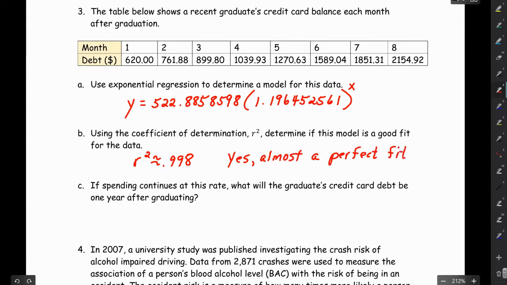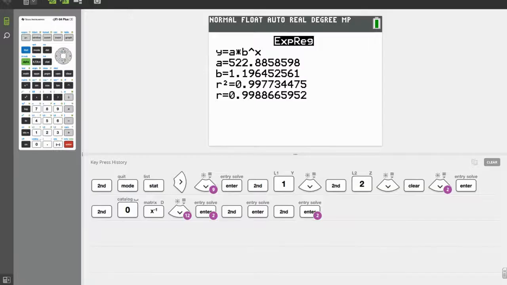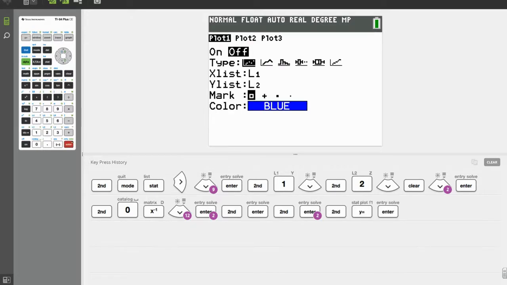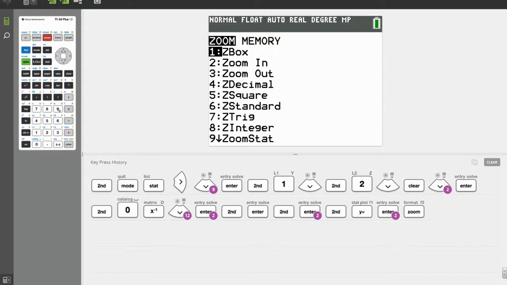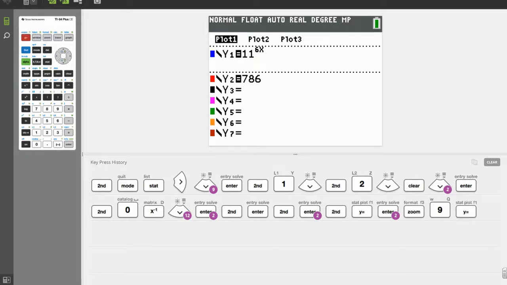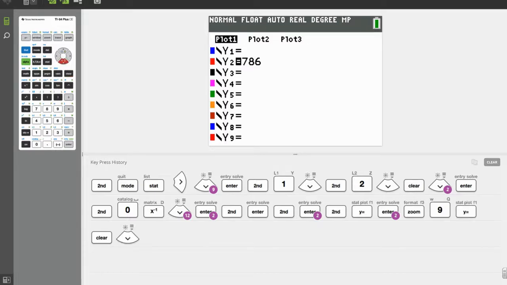Now, what do I mean by almost a perfect fit? We can look at the graph in our calculator, first of all. So we would turn stat plot on. We have a scatter plot, and we're going to do zoom 9 for statistics. So that's our data. Now I have some equations in here from a prior lesson. I'm just going to clear those out.